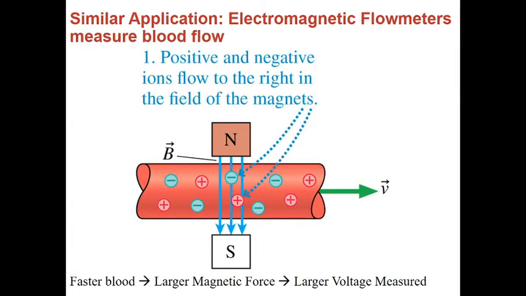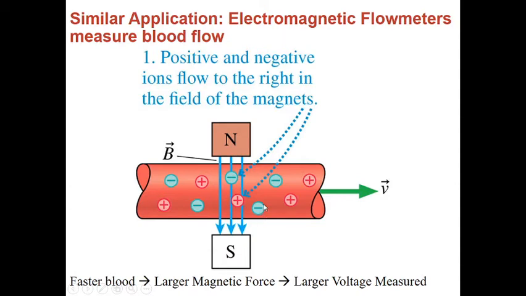This is also how an electromagnetic flow meter works. So if you have charged particles moving in your blood, as they tend to do, then you could set an external device that would have a magnetic field through that. And we know that the faster your blood is moving, the larger the magnetic force that these charges will feel. Okay, and what's going to happen is that the positive charges are going to move in one direction, and the negative charges are going to move in another direction.